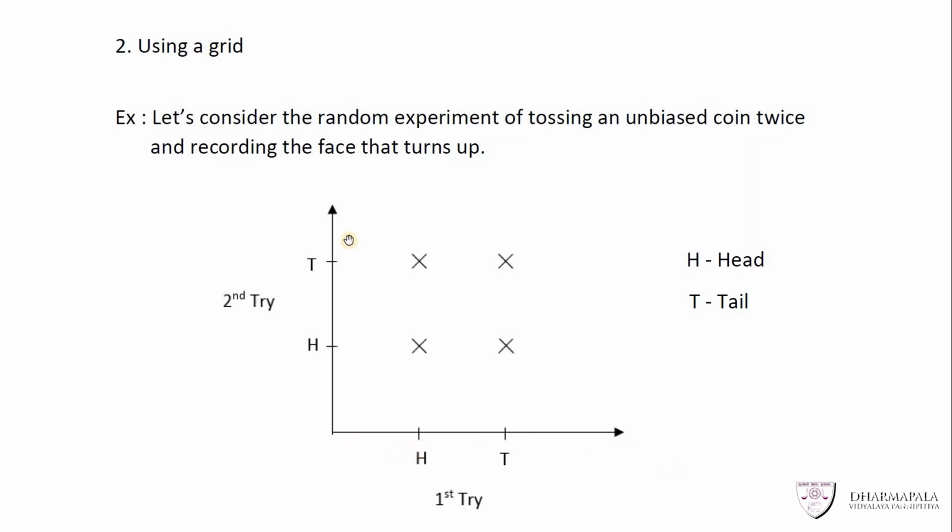So the advantage here is that when the number of elements in the sample space is large, we can use this grid. But the disadvantage is that only 2 tries can be put on the axes. If we have 3 tries or more than that, we won't be able to represent that using a grid.